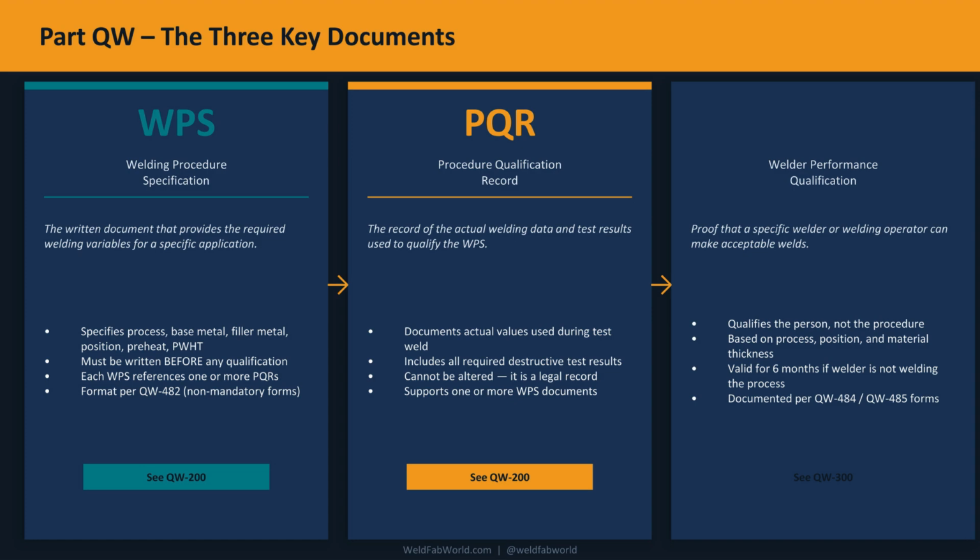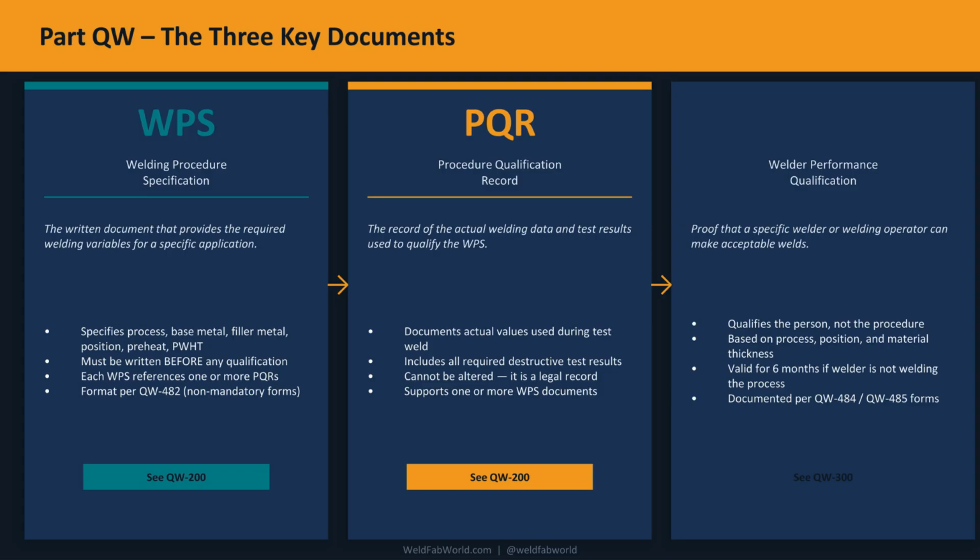WPQ, Welder Performance Qualification. The WPQ qualifies the person, not the procedure. It's specific to process, position, thickness range, and filler metal group. And it expires after 6 months of not using that process. More on that in a moment.